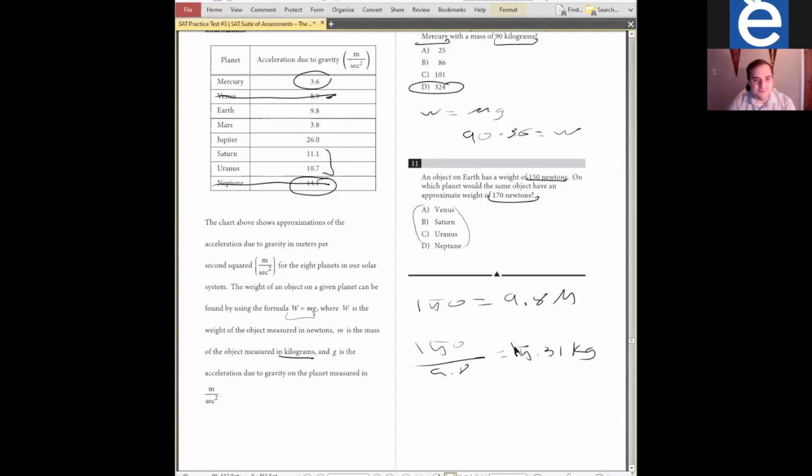And now we can just multiply that 15.31 by 11 or that 15.31 by 10.7 and see which one spits out 170. So let's try it with Saturn. 15.31 times 11.1 is 169.94. So that is the answer. It's 169.94. We're not getting closer with the other one. So our answer is B.